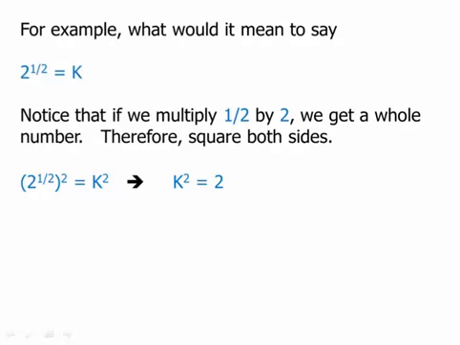k squared equals 2. Of course, we can solve this for k very easily. Take a square root. k equals the square root of 2. And that must be what k equals. So in other words, 2 to the 1/2 equals the square root of 2. Raising something to the power of 1/2 is the same as finding the positive square root of it. That's important fact number 1.